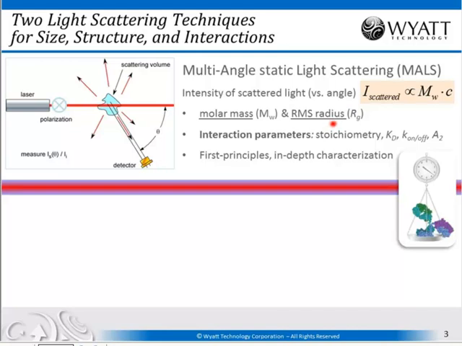As I mentioned, the angular dependence also encodes information regarding size, so through that we can determine the radius Rg, which is relevant for molecules with a diameter of about 25 nanometers and larger. But for all molecules, we can determine molecular weight.